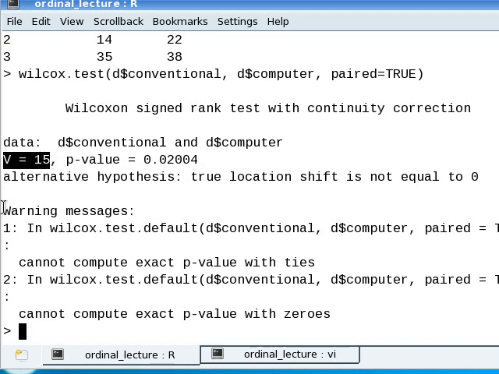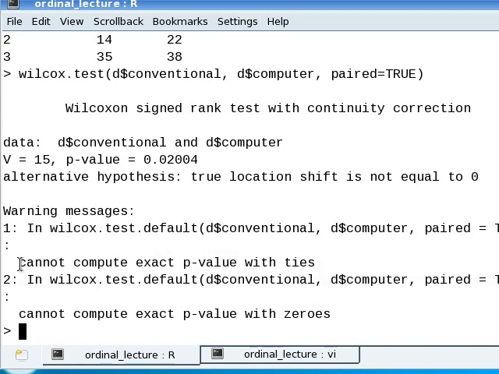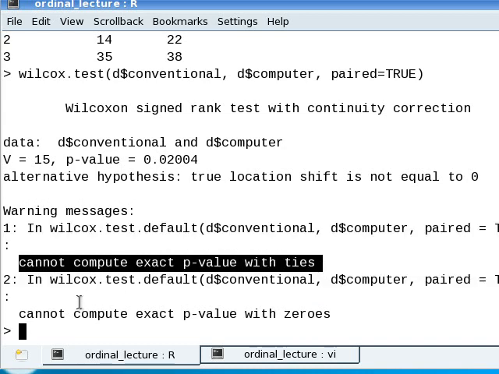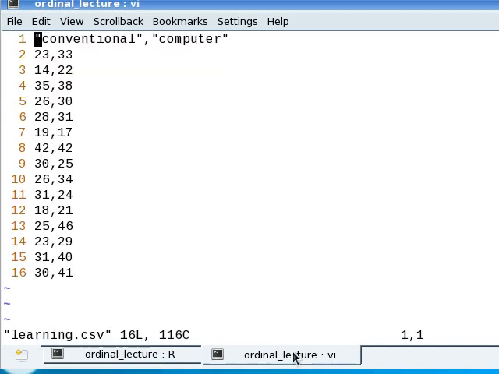We also get some warning messages. We get warning messages that say you cannot compute exact p-value with ties, and you can't compute exact p-value with zeros. The zero, by the way, comes from this person who gave the same rating before and after.